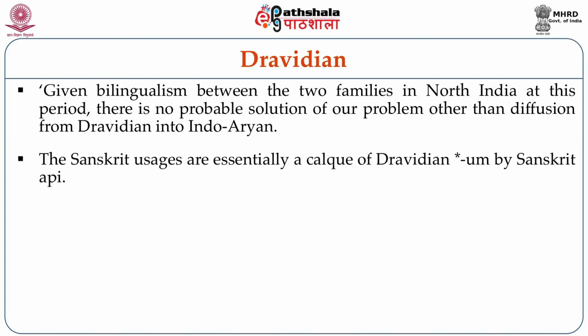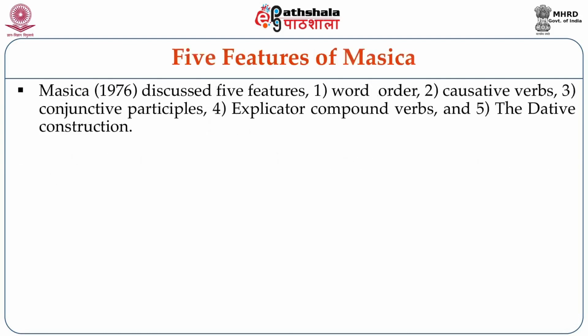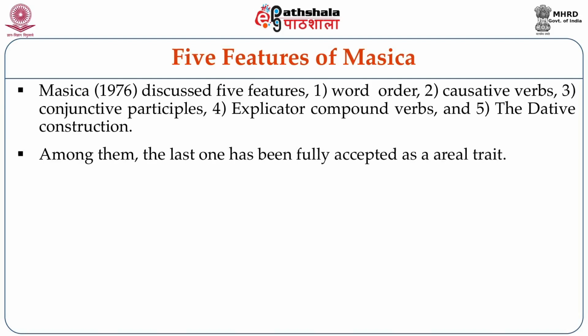The Sanskrit usages are essentially a calque of Dravidian, by Sanskrit api. Masica, 1976, discussed five features: word order, causative verbs, conjunctive participles, explicator compound verbs, and the dative construction. Among them, the last one has been fully accepted as an Indian linguistic area or an areal trait.